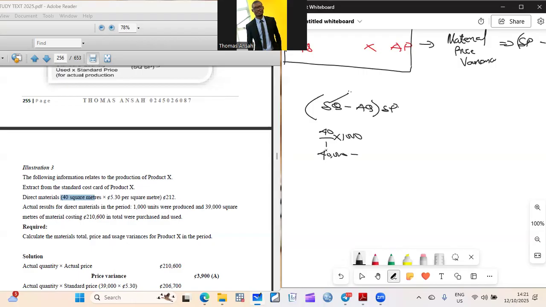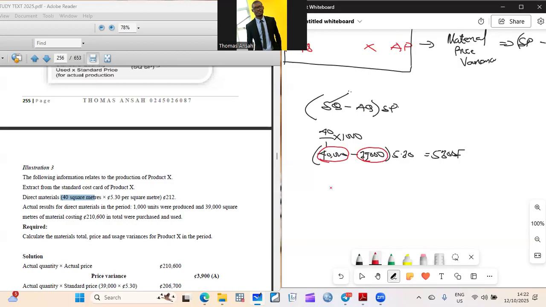Then actual quantity is 39,000 square meters. Then you multiply it by standard price, which is 5.3, and you have 5,300 favorable. Why favorable? Because you wanted to use 40,000 quantity, but in the end, actually you used 39,000. So you have used less than what you should have used. All right. So that is that.